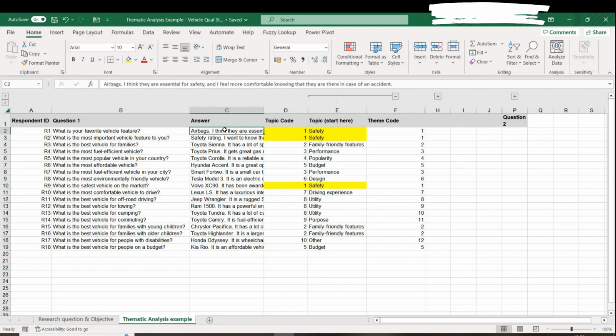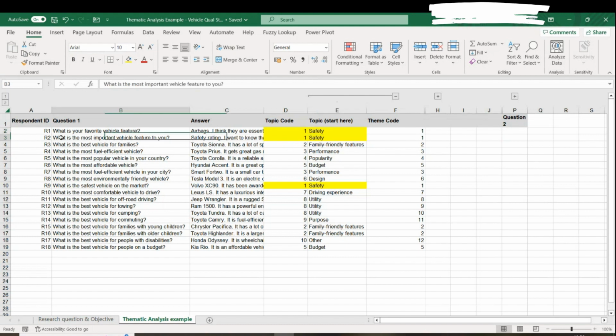So then we read. As you can see, respondent number 1 was asked, what is your favorite vehicle feature? They said airbags. I think they are essential for safety, and I feel more comfortable knowing that they are there in case of an accident. So in terms of a topic, you give that code number 1, which is safety.